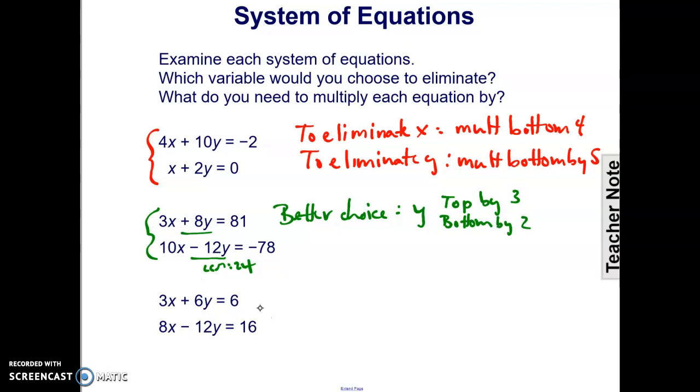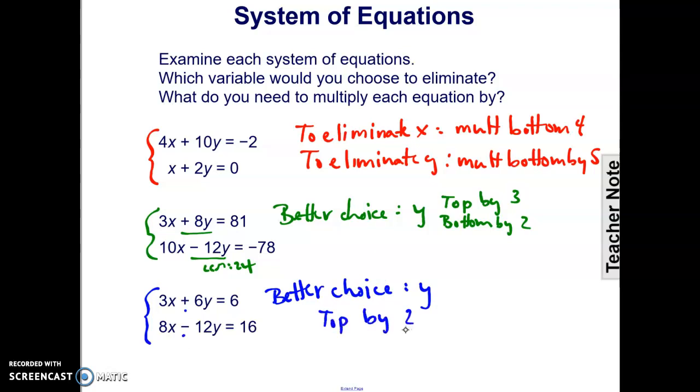Okay. Similarly, when I look at this last set, which I'll go ahead and highlight in blue, 3 and 8, I cannot turn a 3 into an 8. 6 and 12, I can turn a 6 into a 12. So I would think again that the y is a better choice this time because I only have to multiply one thing, not two. And it also has a positive and a negative, which is an extra benefit. So the better choice is to eliminate y, multiplying the top by 2.